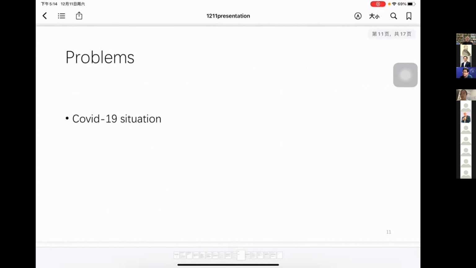And in carrying out the project, we have also had a lot of problems. The first one I would like to talk about is the COVID-19 situation. With COVID-19 going on, it becomes impossible to travel abroad to communicate our project face-to-face with overseas institutes, let alone sending experts to libraries overseas to catalog.